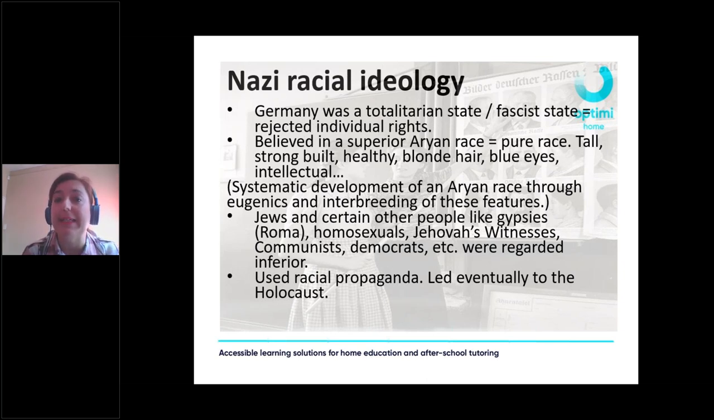It has a dictator as a leader. And then obviously there are no individual rights within a fascist society, right? So you have to adhere to leadership decisions. You are not allowed to have a different opinion from government, or else there would be severe punishment for you as a citizen, right? Now, Adolf Hitler and the Nazi Party believed in a superior Aryan race. Now, that refers to a pure white race. So these people would be strongly built. They would be healthy, usually tall. They would have blonde hair. They would have blue eyes. And obviously be very intellectual.